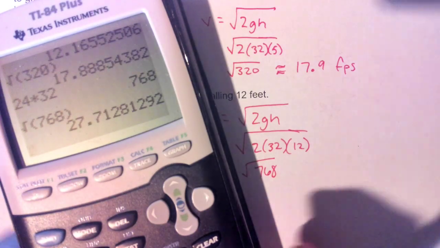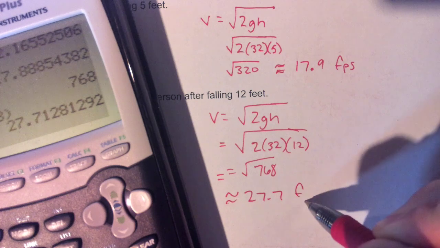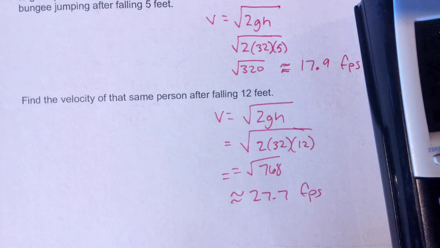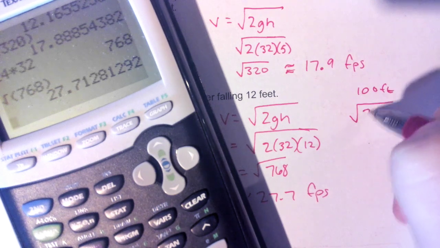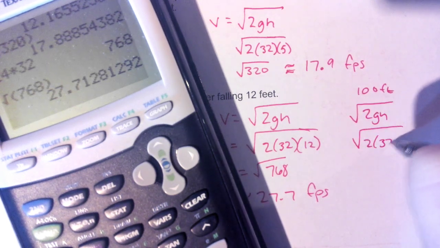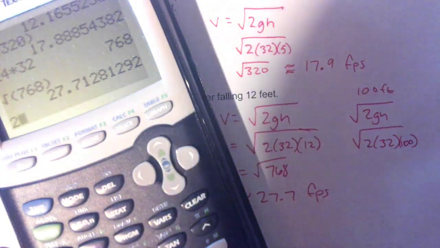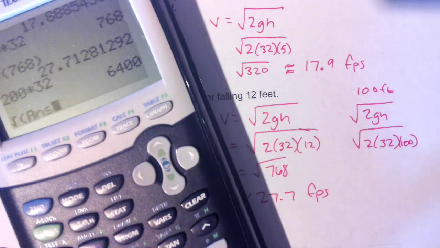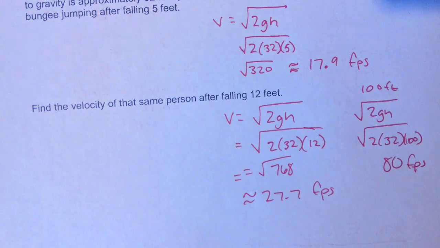He's now traveling 27.7 feet per second. Even faster. And I bet if you went down to like 100 feet, he would be going crazy fast. You want to see how fast he would be traveling at 100 feet? Let's see it. 100 feet. 2gh. 2, 32, 100. 200 times 32. Square root of that. He's now traveling 80 feet per second. That's crazy fast. And he's only getting faster.